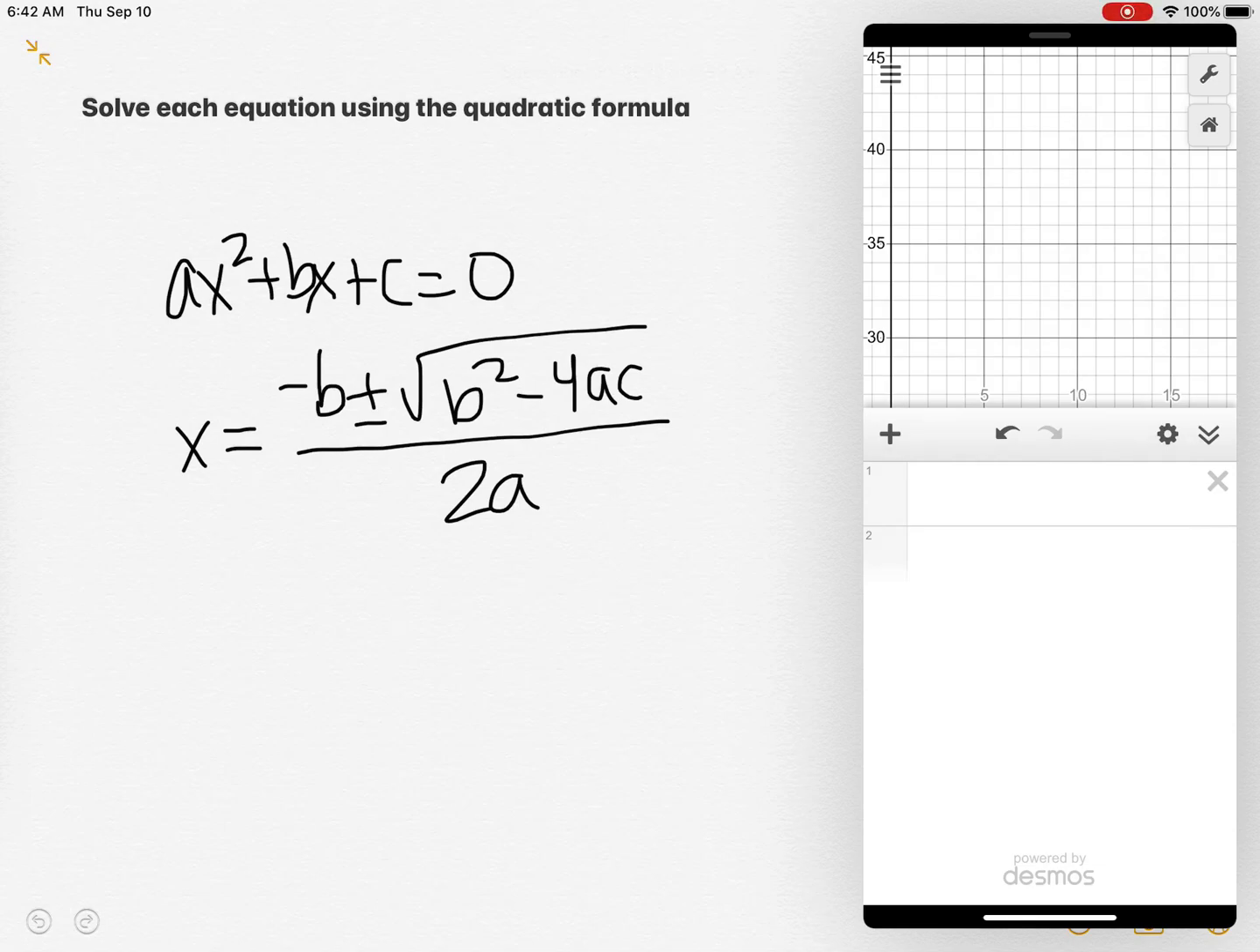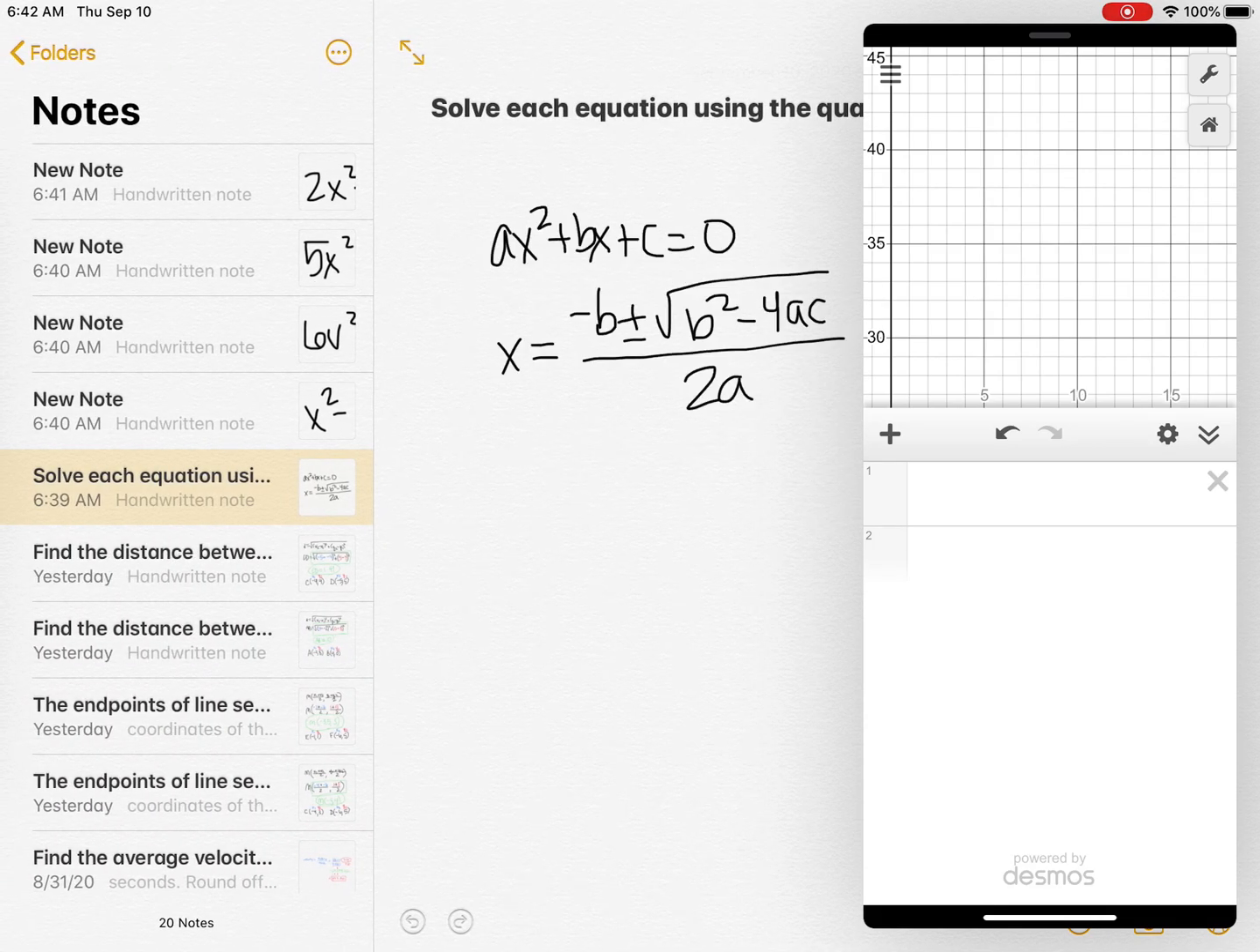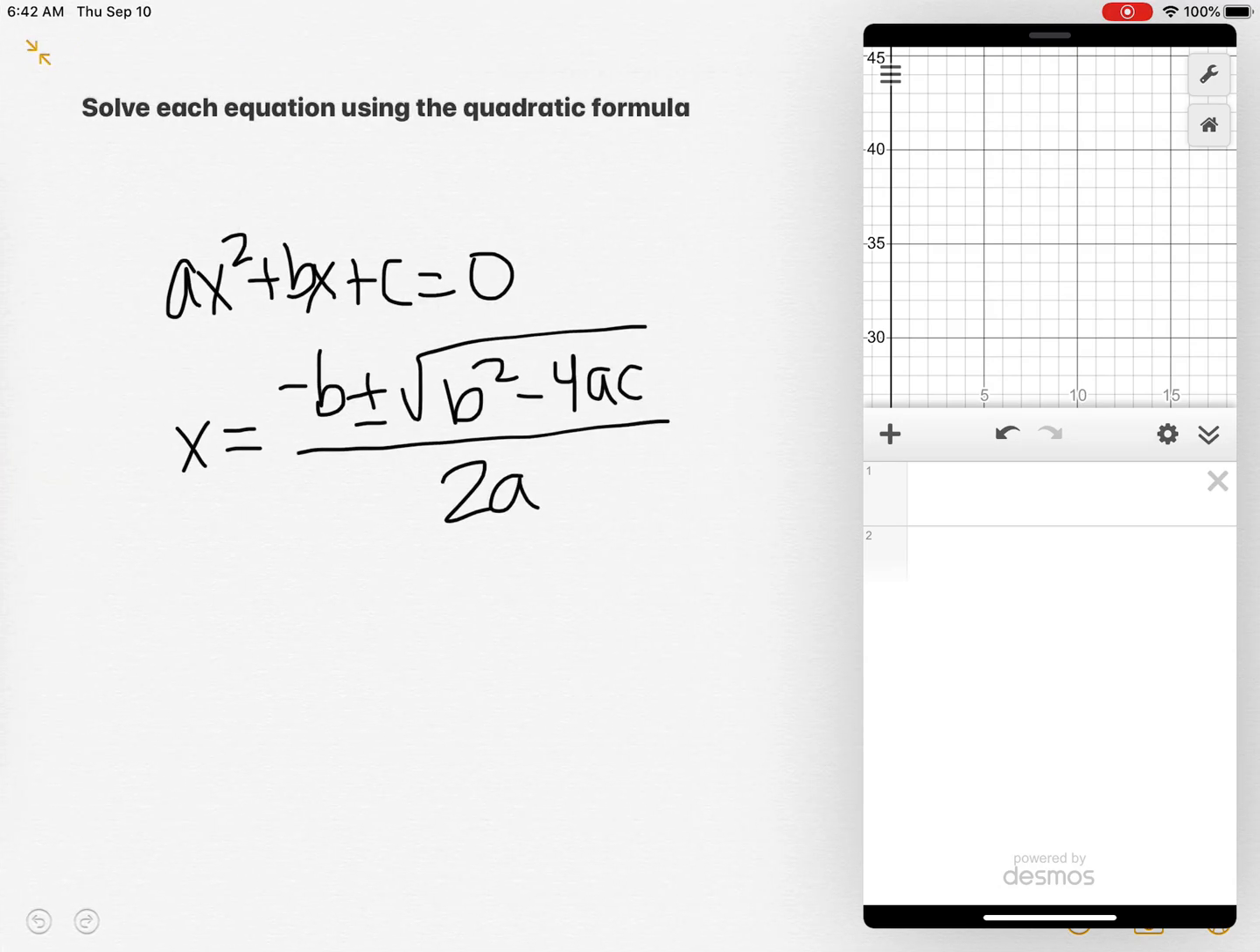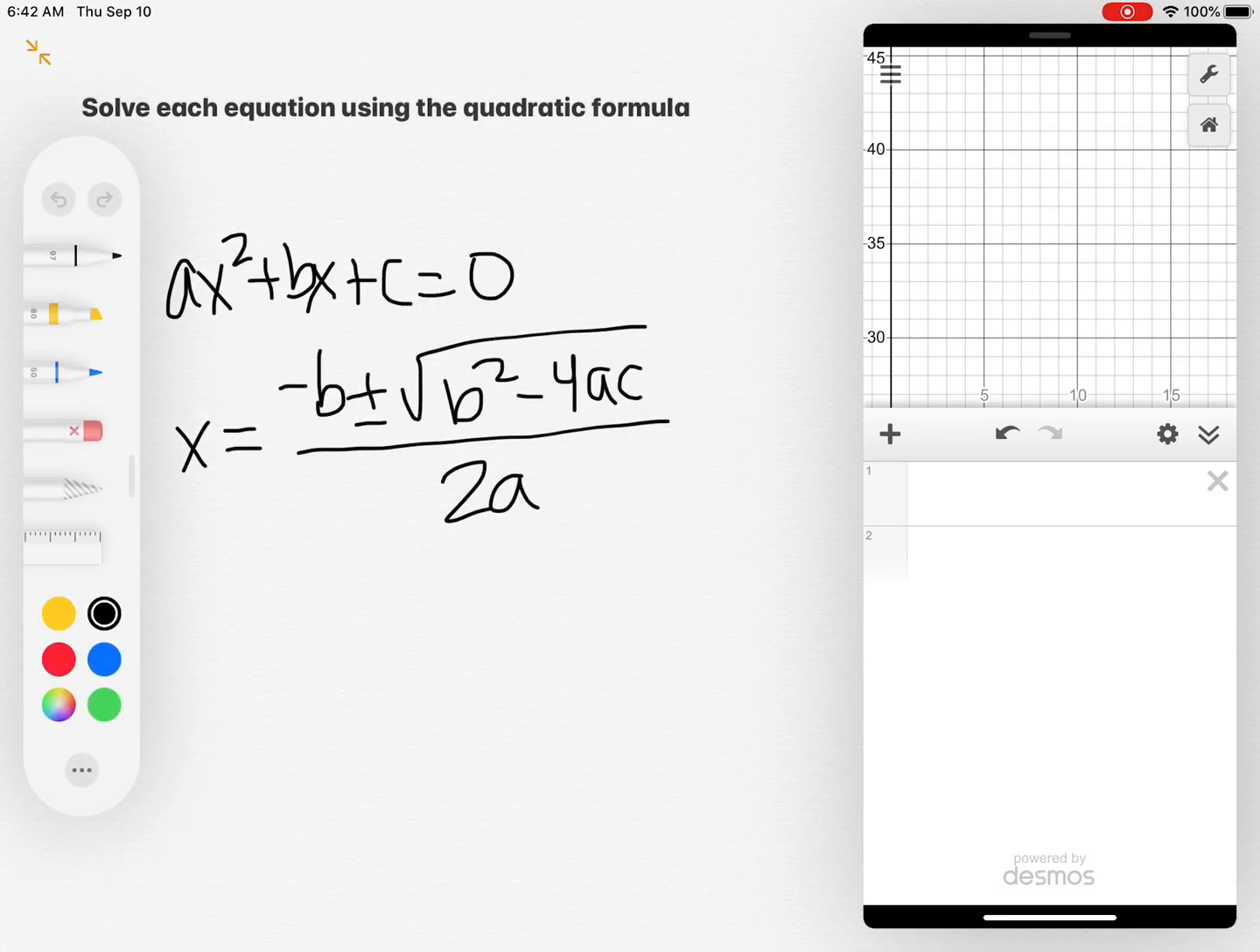Hello, today we're going to be solving quadratic equations using the quadratic formula. So, what do I mean by the quadratic formula? The quadratic formula is what I have on the screen right here. And so, this ax squared plus bx plus c is what we want our equation to look like.